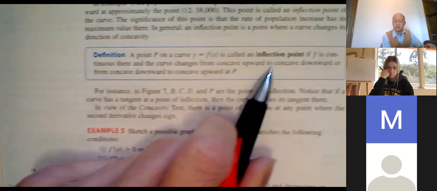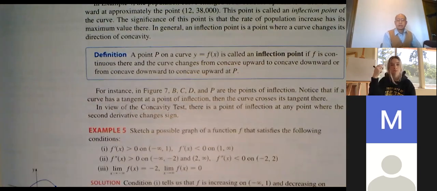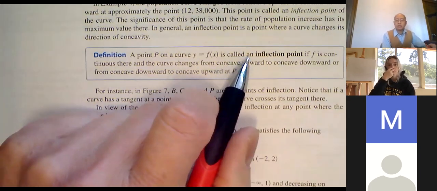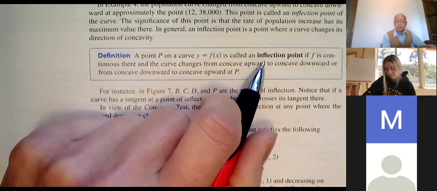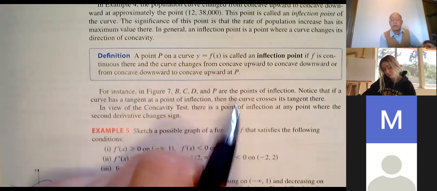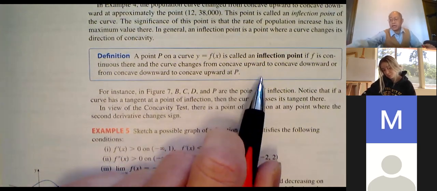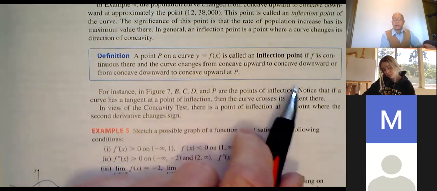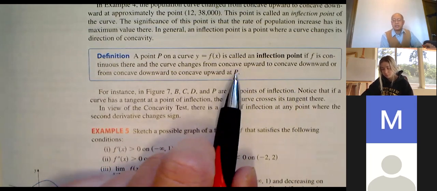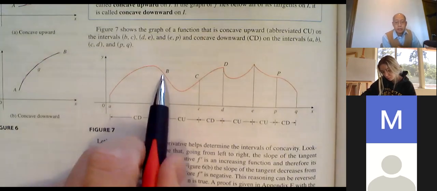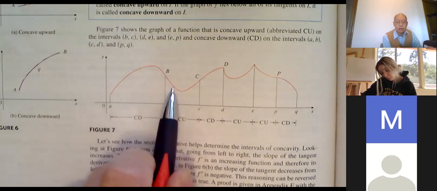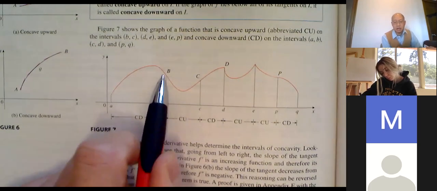It doesn't guarantee that it's an inflection point. Okay, so F double prime equals 0, you might have an inflection point. How can you tell for sure if it's an inflection point? Then you have to check the concavity on each side. So you will look to the left and to the right. Suppose you have F double prime equals 0. On the left side, concave down, right side, concave up. That makes this an inflection point.